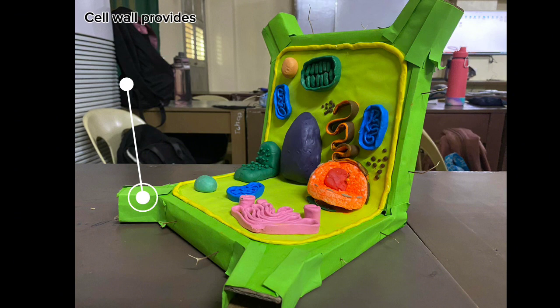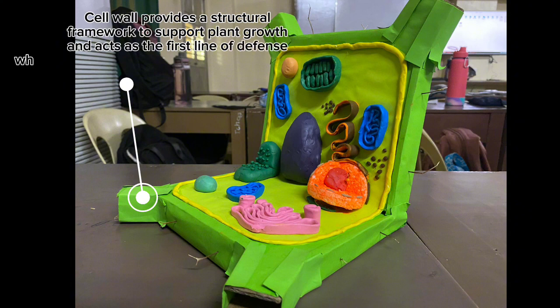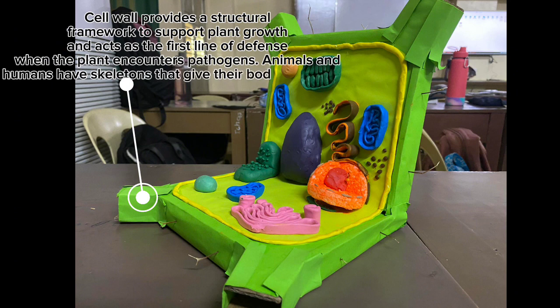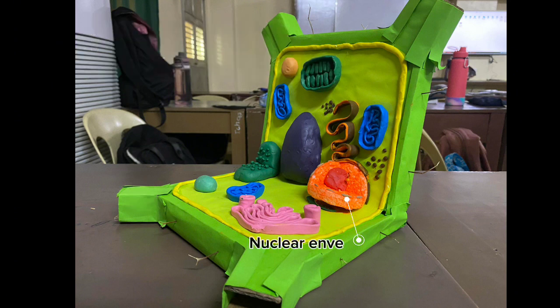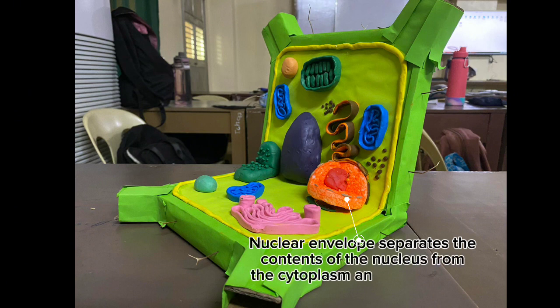Cell wall provides a structural framework to support plant growth and acts like a first line of defense when the plant encounters pathogens. Animals and humans have skeletons that give their bodies structure. Nuclear envelope separates the content of the nucleus from the cytoplasm and provides the structural framework.